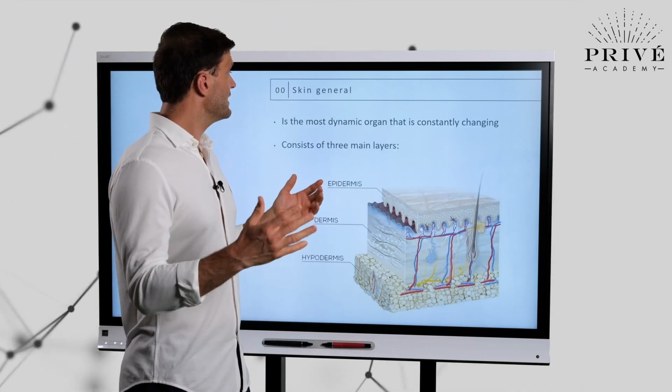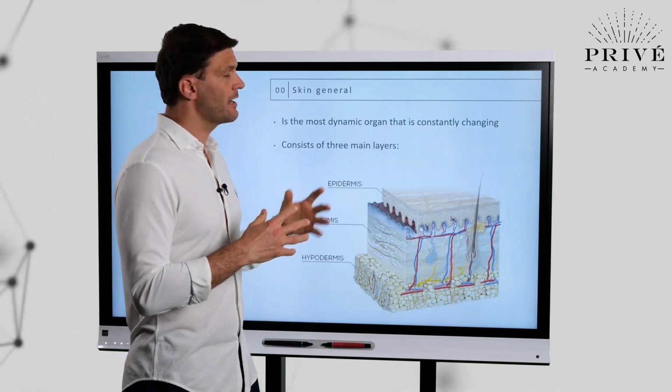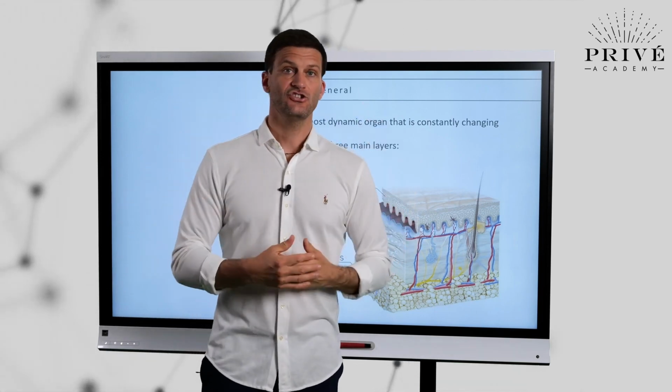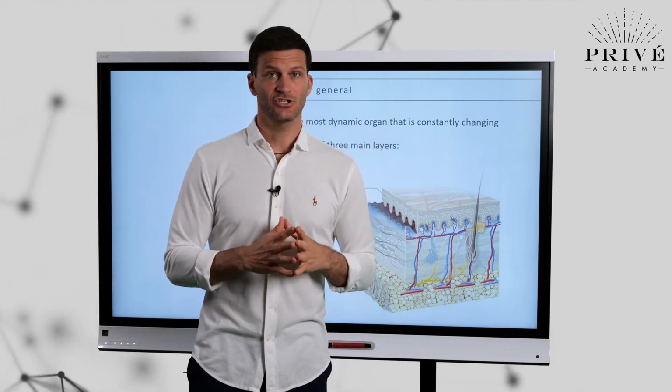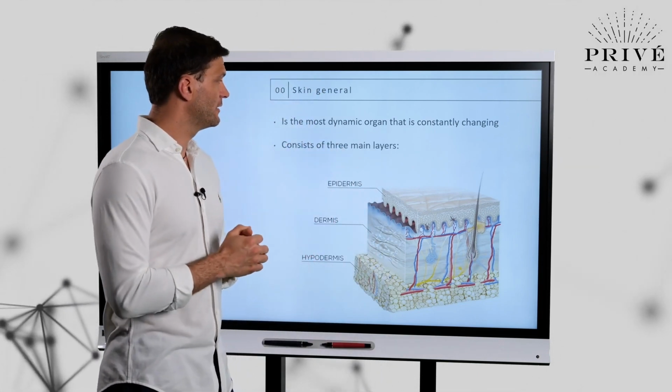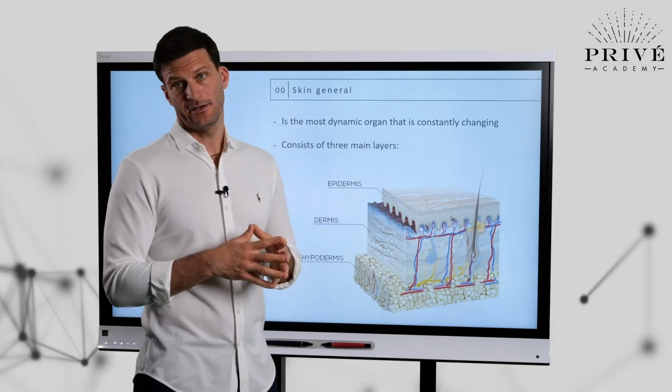Let's move on. Skin in general, as I already mentioned, is the most dynamic organ. Skin is constantly changing, right? Every day something changes on the skin itself. And skin in general consists of three main layers.